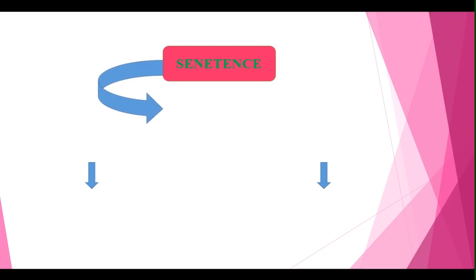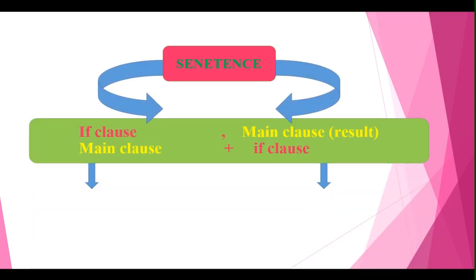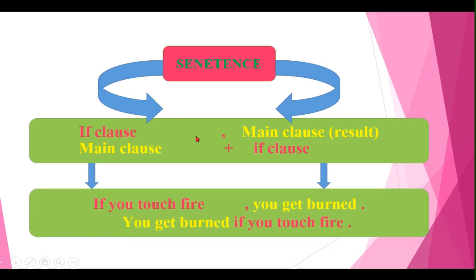Now let's move to the structure of the sentence. The sentence contains two clauses: we have the if clause and the main clause. For example, in conditional 0, we can start with the if clause, then after it we have the main clause. If you touch fire, so it is the if clause, we have to put a comma here if we start with the if clause, then here we have the result or the main clause, you get burned.